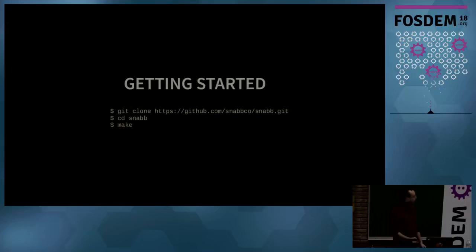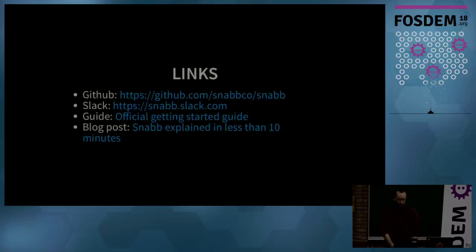So how to get started? All the source code is on GitHub. You fetch it from GitHub and run cd snabb, make. The community also hangs around in a Slack channel. There's also an official getting started guide, but maybe it's a little bit outdated. A few months ago, I wrote a blog post called Snabb, explained in less than 10 minutes, which is essentially this talk in blog format.